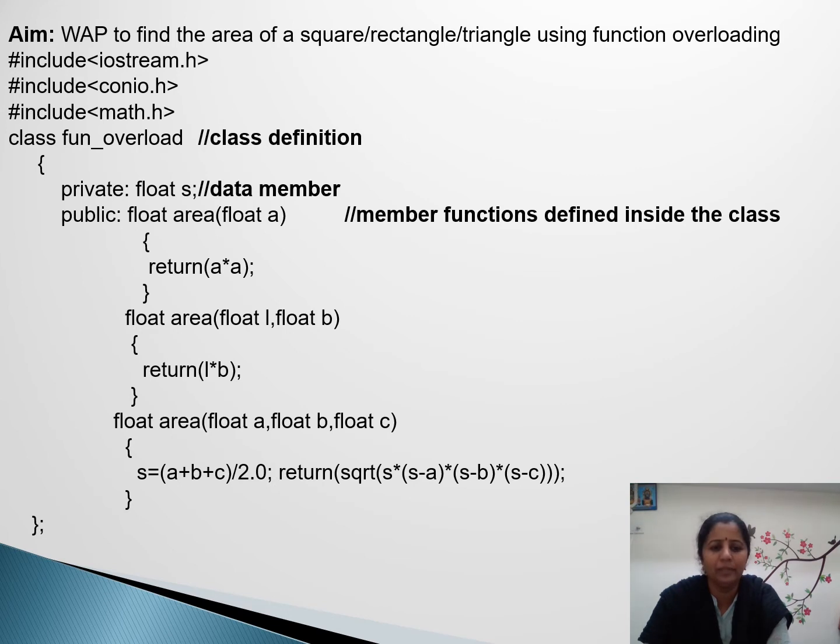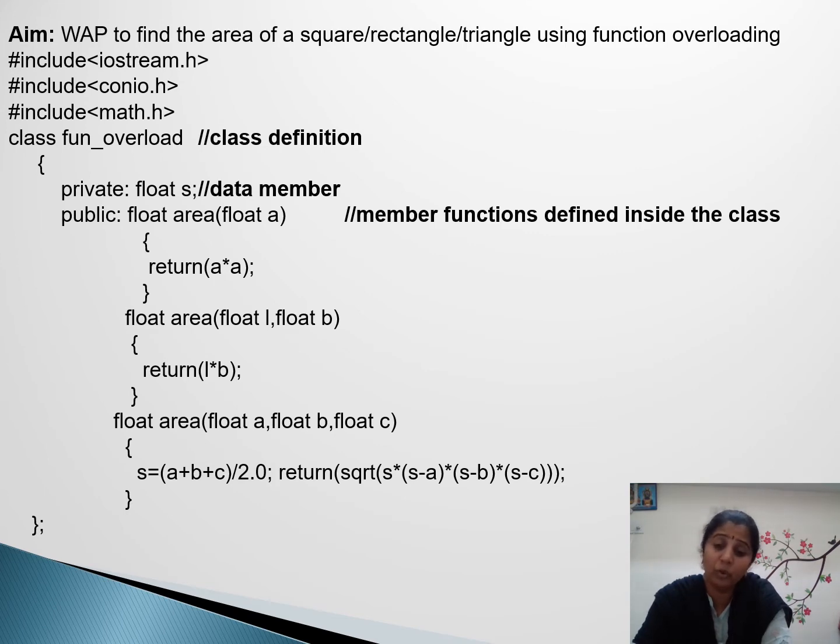This is your example. If they ask only for an example, this much is enough, students. See here: area, area, area. Three different functions we are invoking, one with 1 argument, another with 2 arguments, another with 3 arguments. Sorry, this return has to come on the next line. Maybe due to the space it came on a single line; you just take care of that. So if they ask only for an example, this is enough.